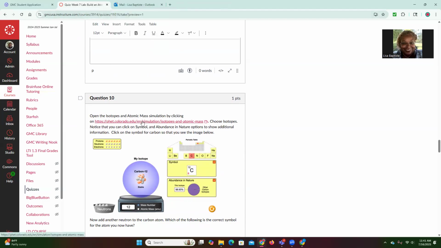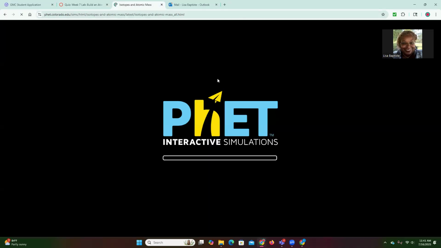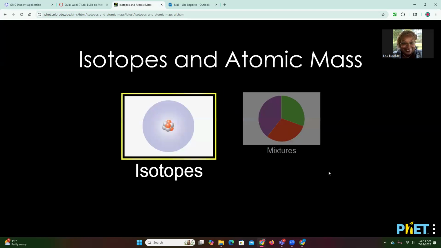Now for number 10, we're looking at isotopes and atomic mass. We want to click on this link and choose our isotopes. It's going to open up.